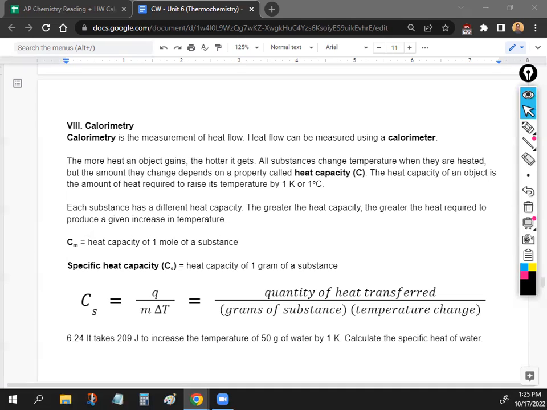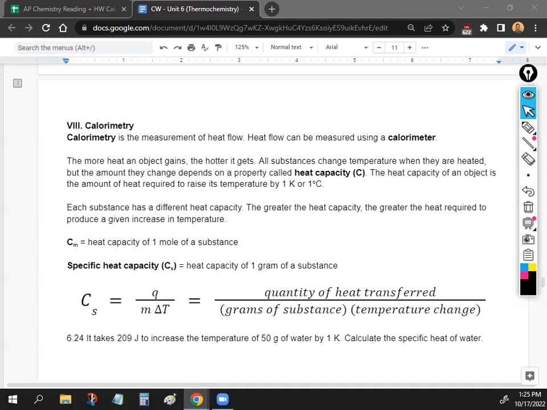So calorimetry is the measurement of heat flow. We talked about how heat is energy going from one object to another object. We measure heat flow using something called a calorimeter.